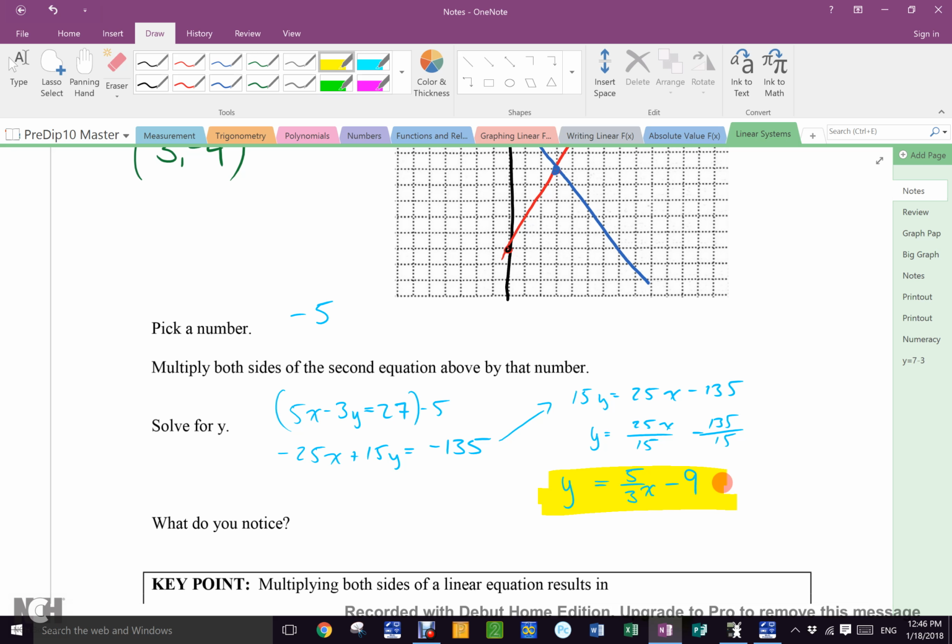Has everybody done it yet? If you can't tell me what you notice, then you haven't finished the math. Solve for y by doing the substitution? No, just get y by itself. That's what solve for y means.